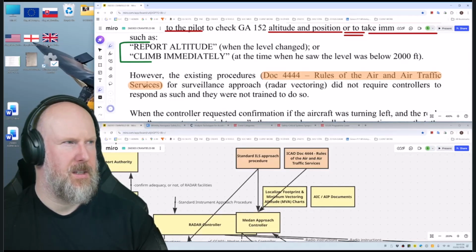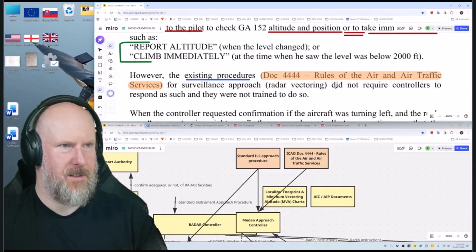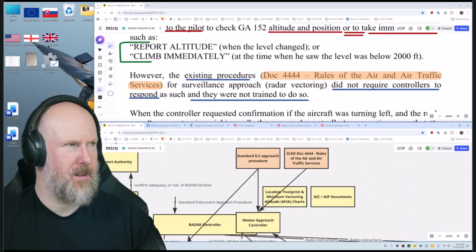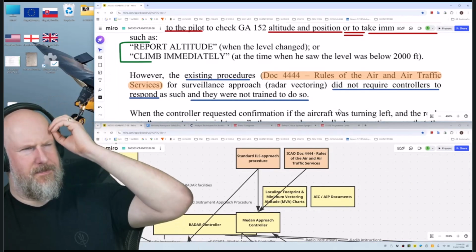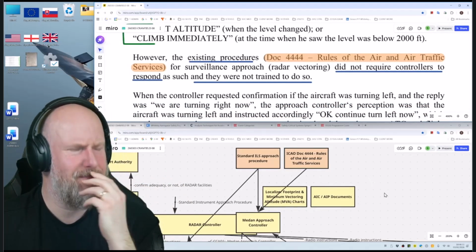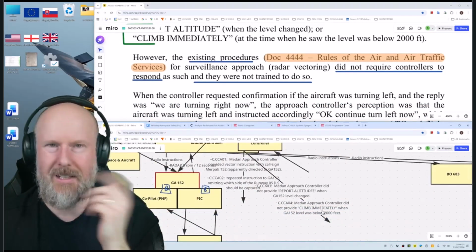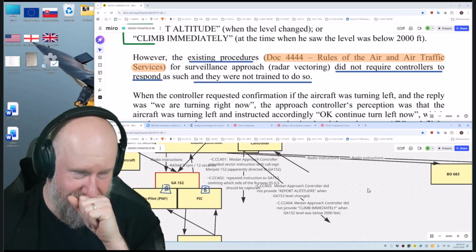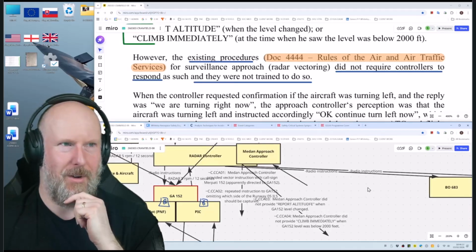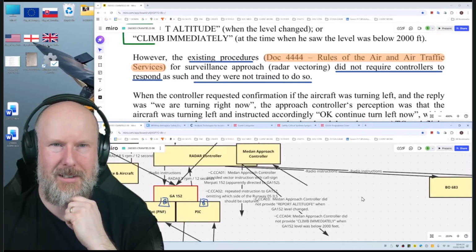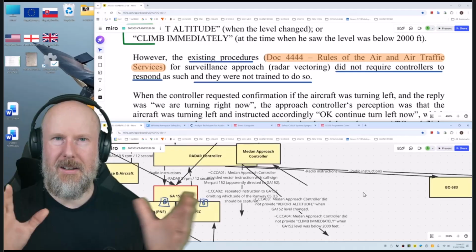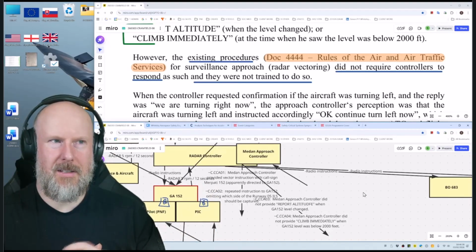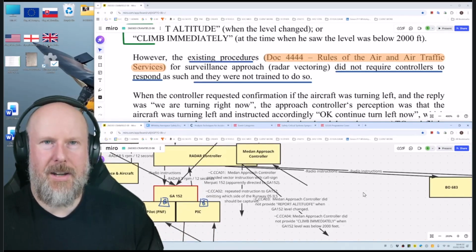Okay. So existing procedures did not require controllers to respond, and they were not trained to do so. So that explains why they didn't do that. But the next question, I'm hoping you're already foreshadowing, is, well, why were they not required to do that? I mean, it seems kind of logical, doesn't it? Why were they not required to do that? Is that not part of standard training for the air traffic controllers?